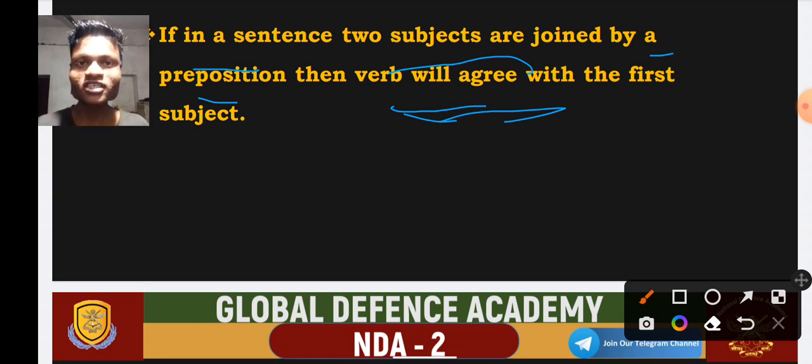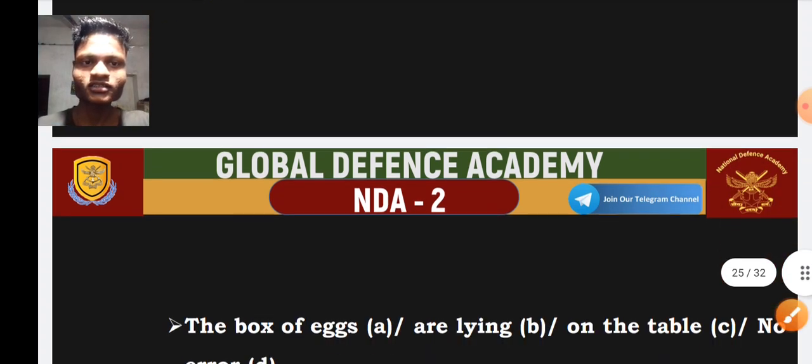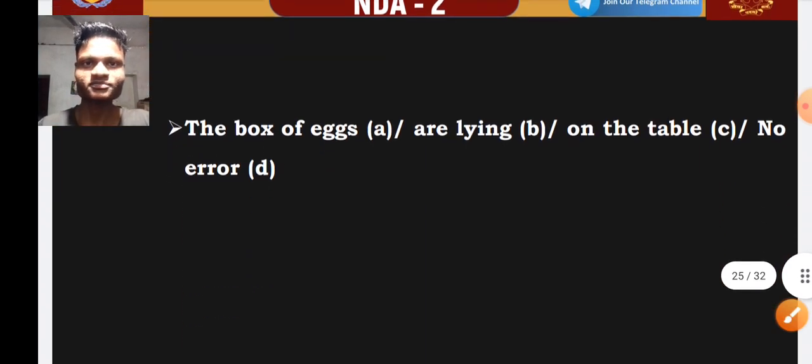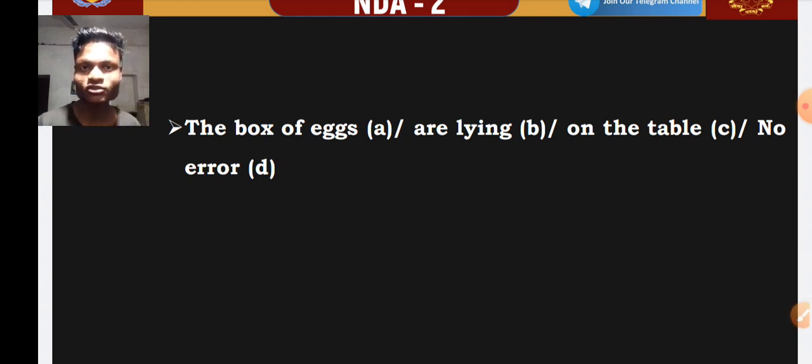If you do not understand here, you will be able to answer all this type of question once you go through my example, which I have written for you in the PPT. And this is the secret rule of subject-verb agreement.